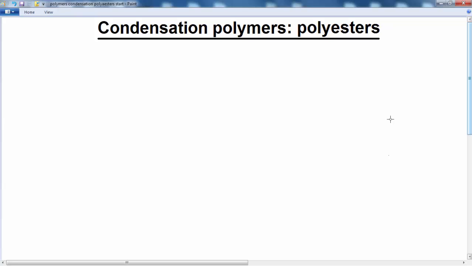In this lesson we're going to continue to look at condensation polymers. Last lesson we looked at polyamides. In this lesson we're going to look at polyesters. Now polyesters are made by combining a dicarboxylic acid with a diol.